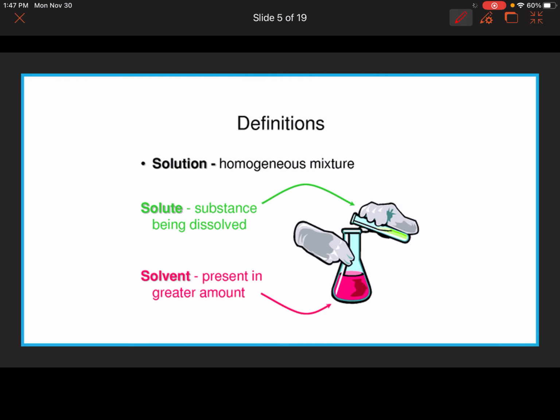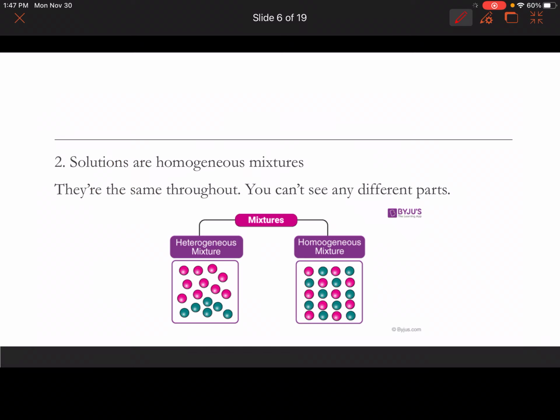Now, you can write these definitions down here. So the solute can be defined as the substance that is dissolved, and the solvent does the dissolving, and it is present in greater amounts. So basically, whatever you have, the thing that you have more of is by definition the solvent. The thing that you have less of is going to be the solute.